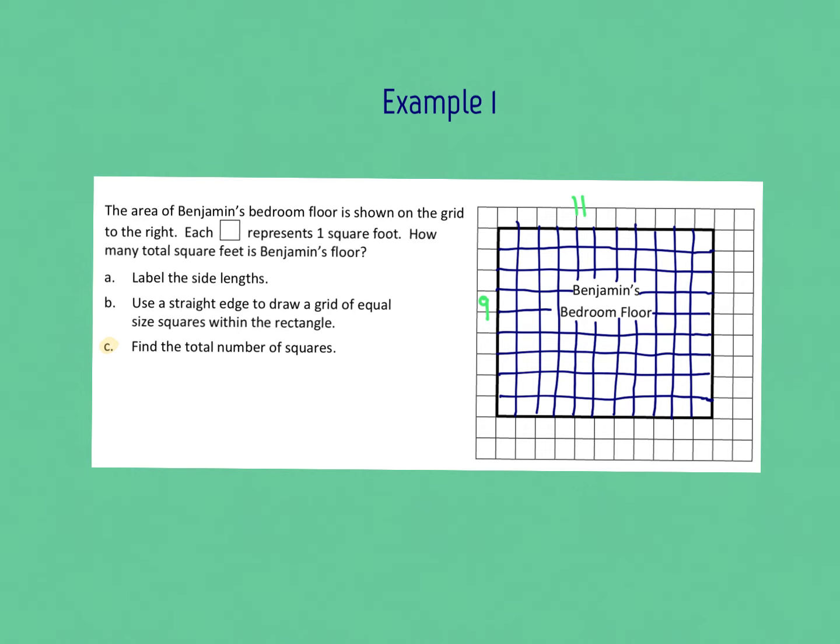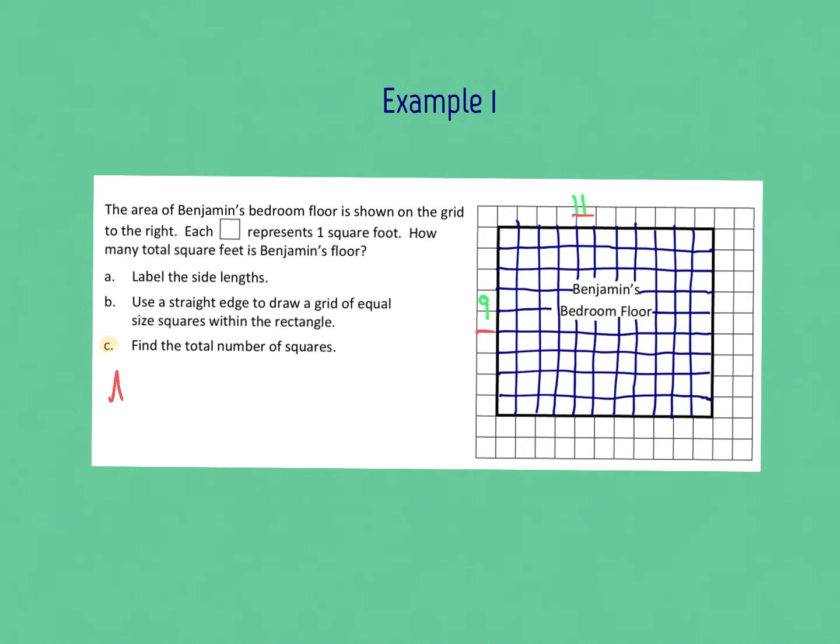So now we have to find the total number of squares. If we remember, we can use the area model of multiplication to multiply the two sides together, being 11 and 9, to get the total number of squares in Benjamin's bedroom floor. So area equals length times width, and the length is 11 units, and the width is 9. These can really go either way for this problem. So we have 11 times 9, which equals 99.